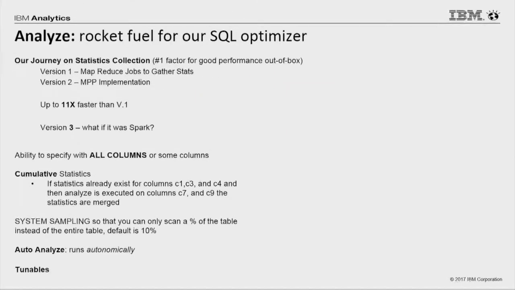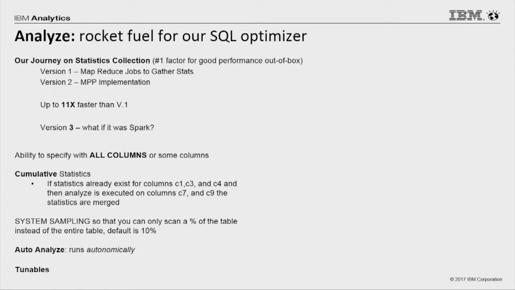Analyze. So going back to the statement I made about statistics, I view this as rocket fuel to the optimizer, right? The quality of the query execution plan really ties to the quality of the statistics. And the first statistics gathering infrastructure that we implemented in Big SQL was based on the analyze statement from Hive, and it was built on a MapReduce framework. One of the things that we immediately ran into was that it had scalability and performance challenges, especially with the size of workloads that we were trying to tackle and the size of the data.